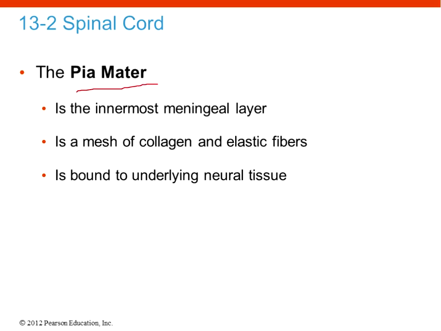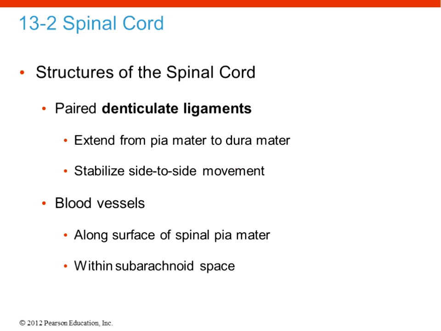All right, so the innermost layer is the pia mater. And this is basically sort of a thin mesh of collagen and elastic fibers that's actually directly bound to the neural tissue beneath it, right? So when you do your dissection of the brain, you'll pull off the dura and the arachnoid, and you'll be able to see just sort of a glossy membranous covering, and that's the pia mater, covering that nervous tissue.